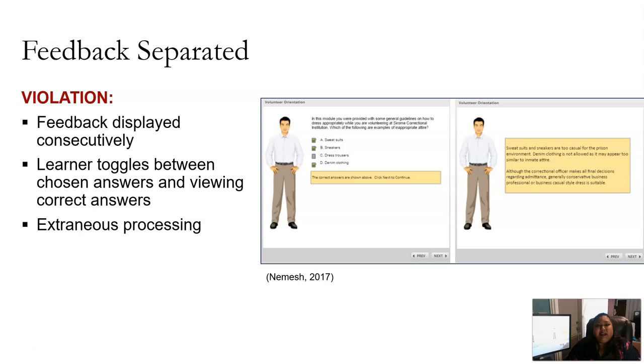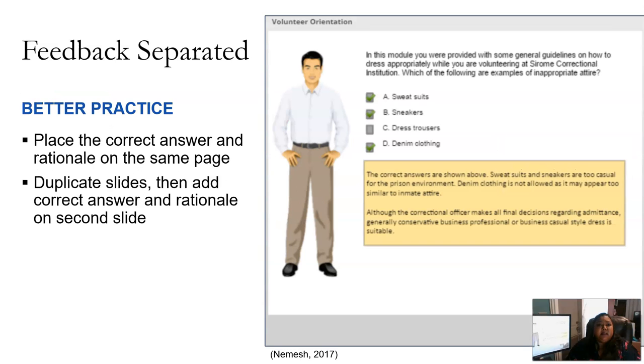As you can see here, feedback is being displayed consecutively. The learner must toggle between the screens to see what they chose as their answer and viewing the actual correct answer. That's a lot of extraneous processing. So what's a better practice look like? You can see here on your screen, the designer has incorporated the correct answer as well as the rationale onto one screen.